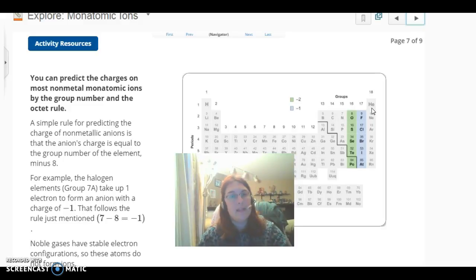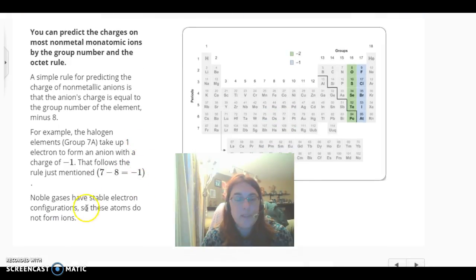For example, the halogen elements, group 7A, take up 1 electron to form an anion with a charge of minus 1. That follows the rule just mentioned. So 7 minus 8 equals negative 1. Noble gases, so helium, neon, argon, krypton, have stable electron configurations. They already have a what? A full outer shell, so they do not form ions because they're already stable.